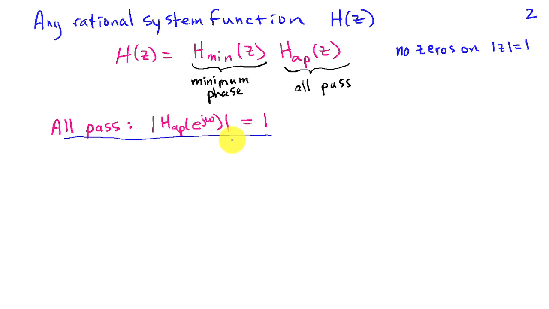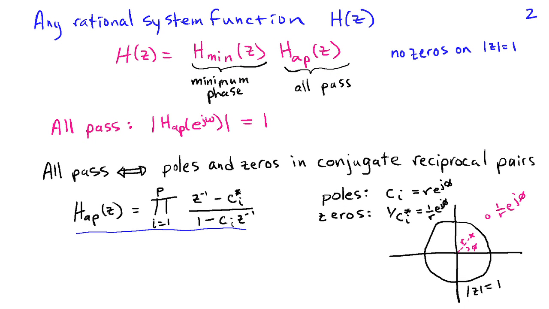What it means for a system to be all-pass is that the magnitude of its frequency response is equal to 1 for all frequencies. So it treats all frequencies identically with respect to gain. The general form of an all-pass system is to have the poles and zeros occur in conjugate reciprocal pairs. So an arbitrary all-pass system can be written as a product, i equals 1 to p, of pole-zero pairs, where my pole is at c sub i, and then my zero ends up being at 1 over c sub i complex conjugate.